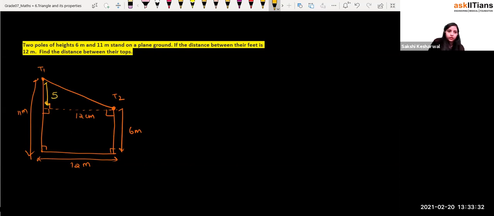So we have to find this. Now I name this triangle as A, right? So in triangle A, T1, T2, can we apply the Pythagoras theorem? We can say that by Pythagoras theorem, can we say this?